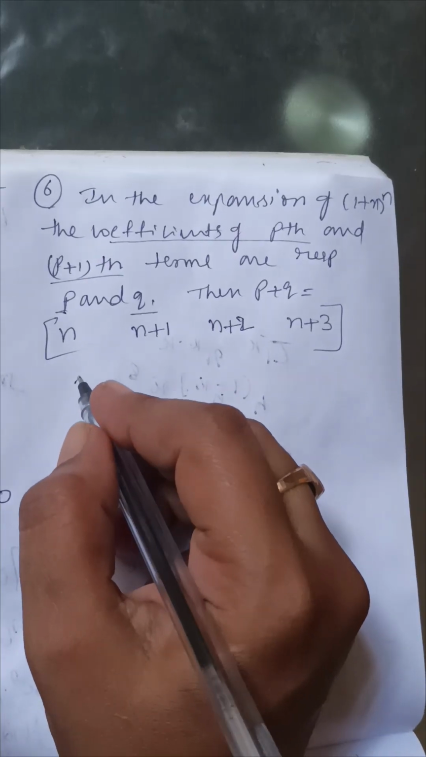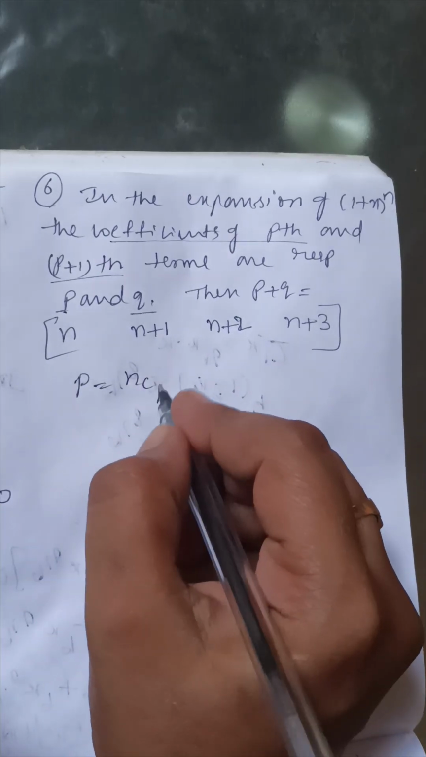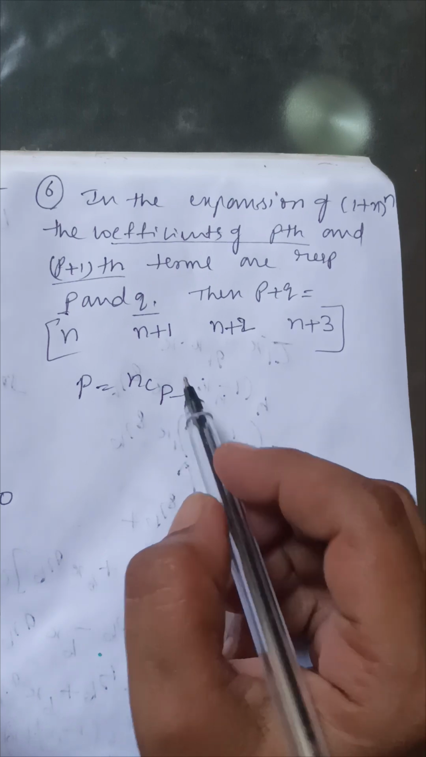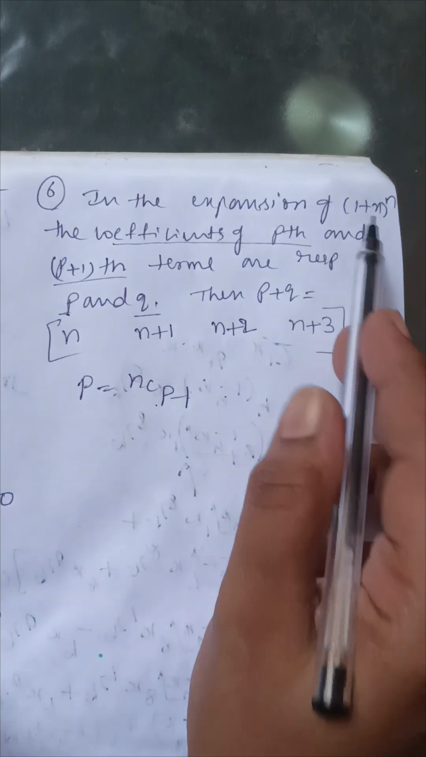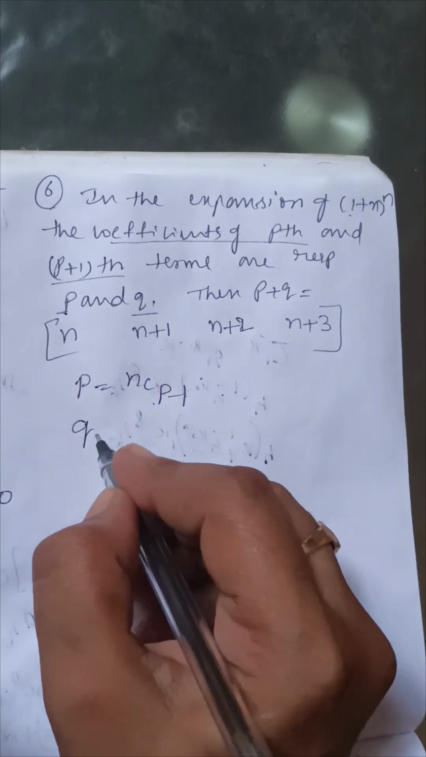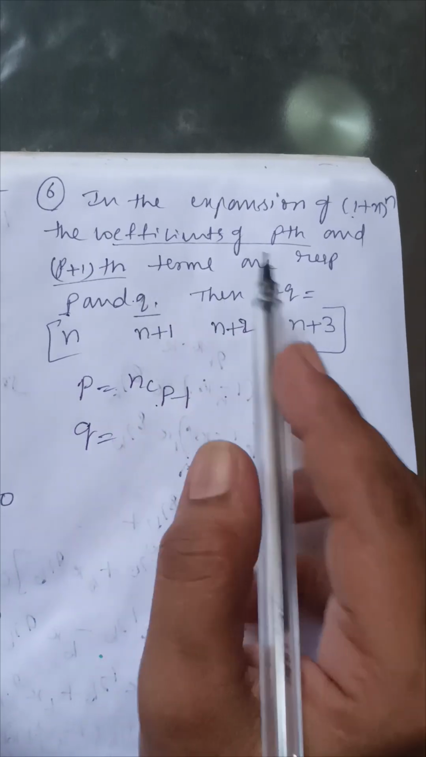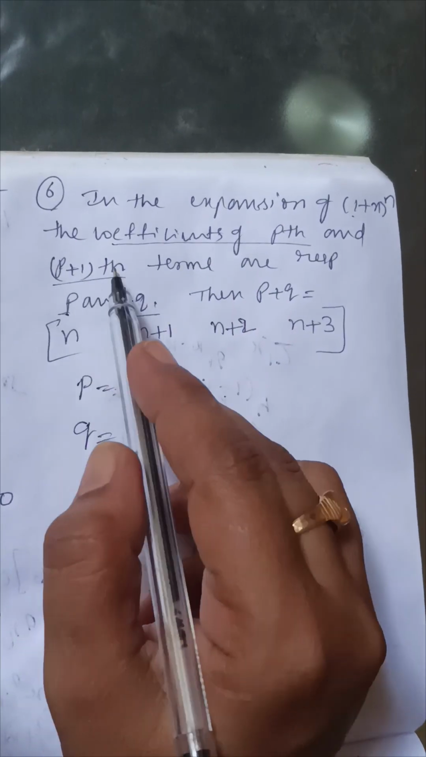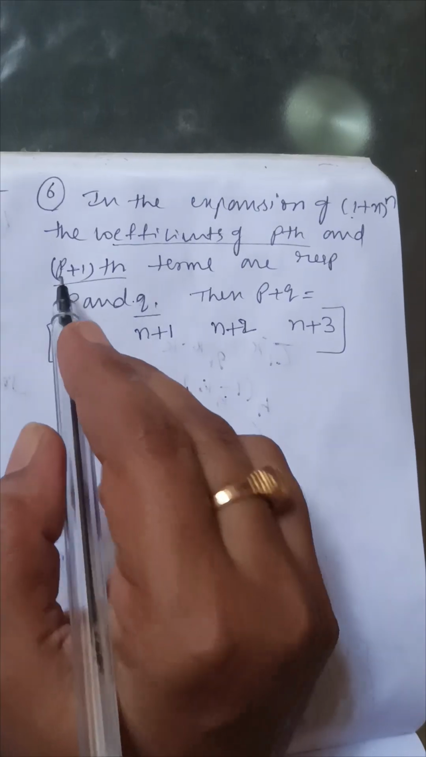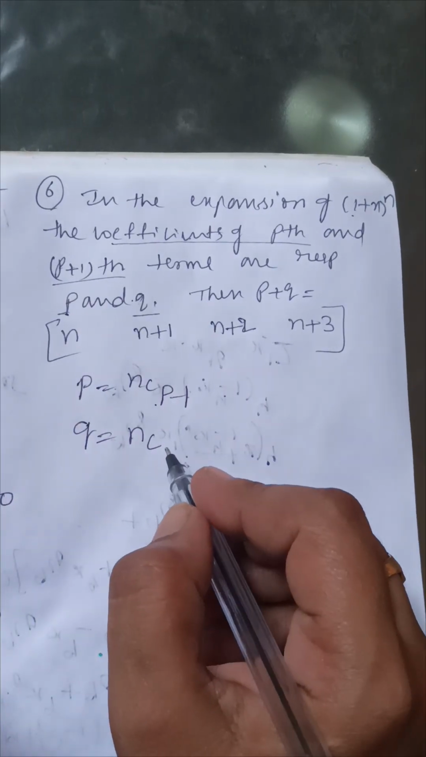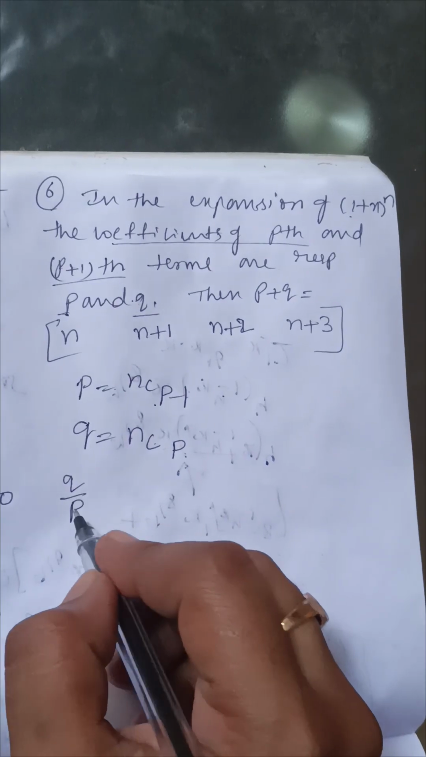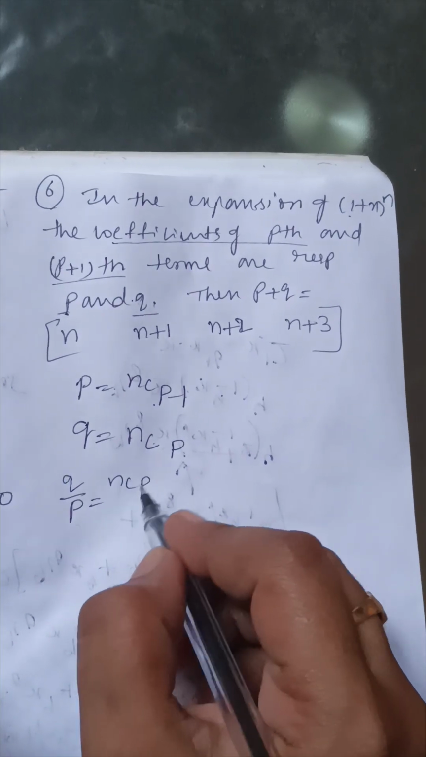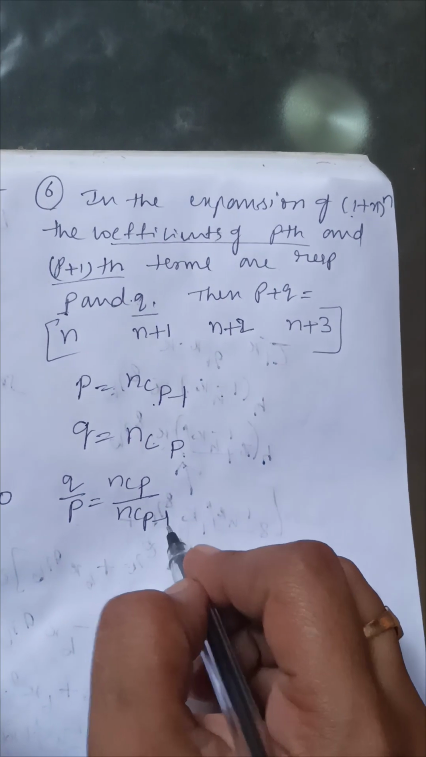So, p equals nC(p-1). This is the coefficient of the pth term in this expansion. And q is the coefficient of the (p+1)th term. So, the (p+1)th term coefficient is nCp. Now take q by p, that is nCp by nC(p-1).